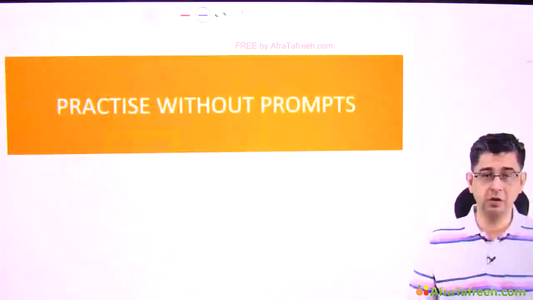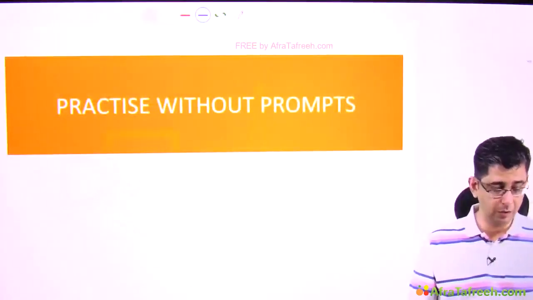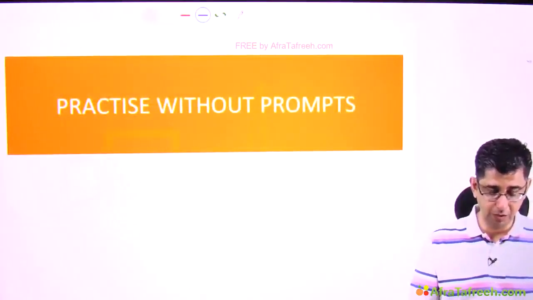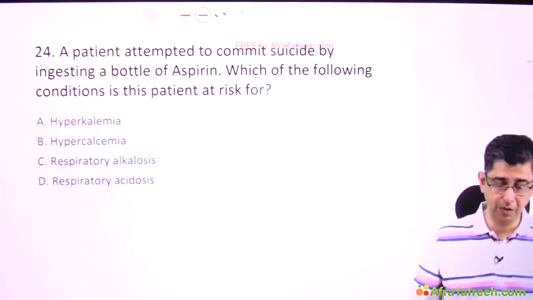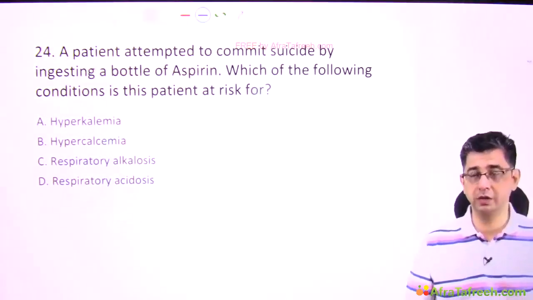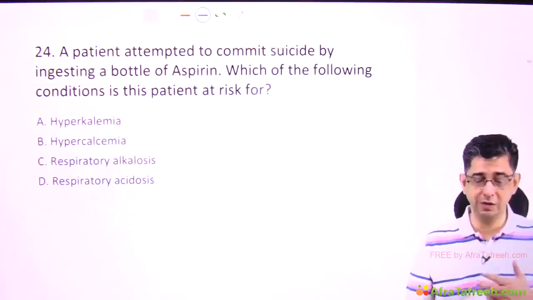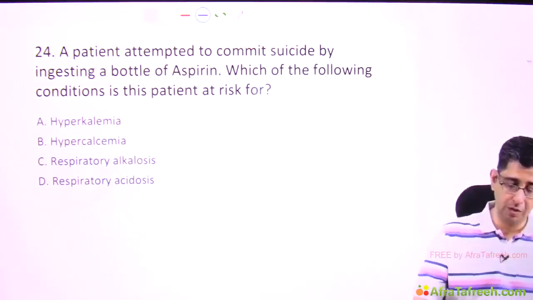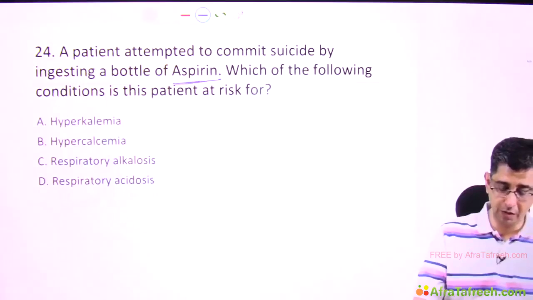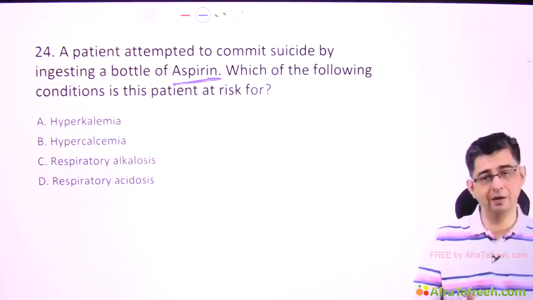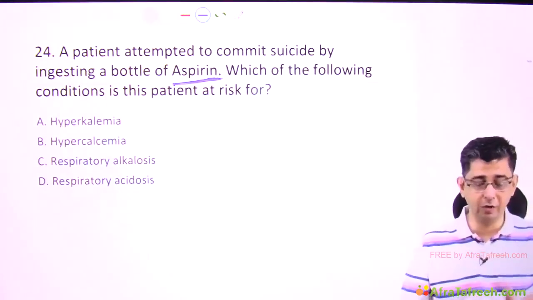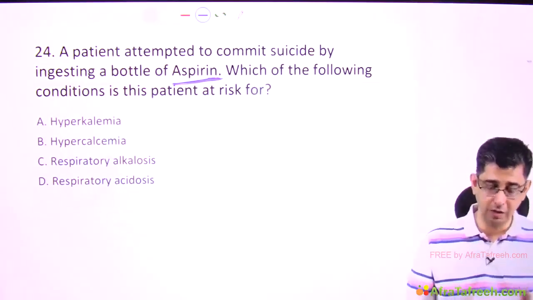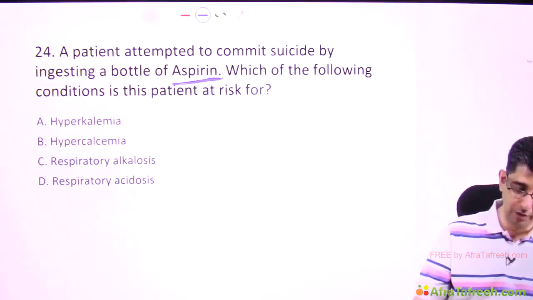In the next question, we'll talk about multiple other ABG scenarios, but this time I'll make you practice without any prompts. The question says a patient, I'll not mention in advance whether it's metabolic acidosis or alkalosis, we'll simply evaluate. A patient tried to commit suicide by ingesting a bottle of aspirin. You can see that the question has been created only for the heck of it, because nobody will try to commit suicide with aspirin. Anyway, crazy chap, he's trying to do suicide with aspirin.